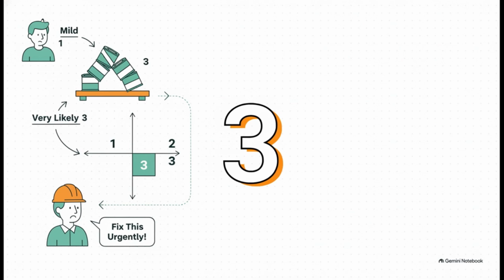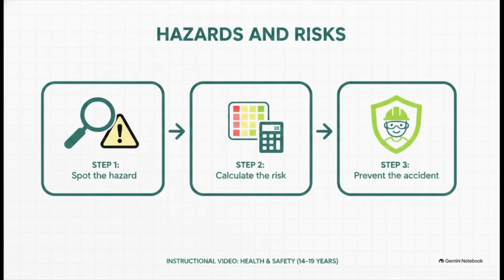Remember, the injury was a bump on the head, which is a mild severity of 1. However, because of that terrible setup, the likelihood of that can falling was very likely, which is a 3. Multiply a severity of 1 by a likelihood of 3, and you get a baseline risk score of 3. This exact number tells a safety manager exactly how urgently they need to fix the situation before work continues. And honestly, that is the entire process from start to finish.